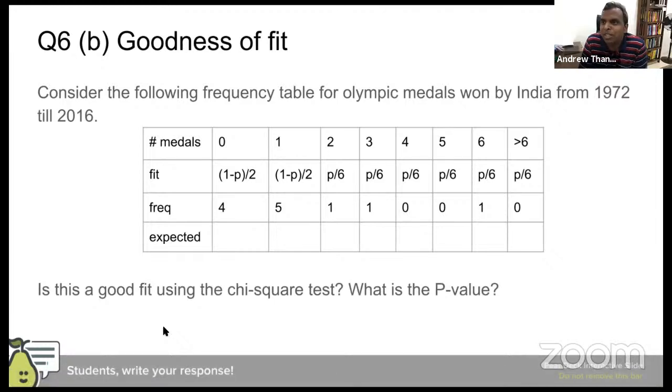Is this a good fit using the chi-square test? You may find a very surprising answer. I think it's a very good fit actually. Maybe I have a good model to predict what our number of medals will be in the Olympics, and actually the chance that we'll get greater than 6 medals seems like p by 6, so that's 1 by 24. Okay, is that good? Maybe a bit lesser.